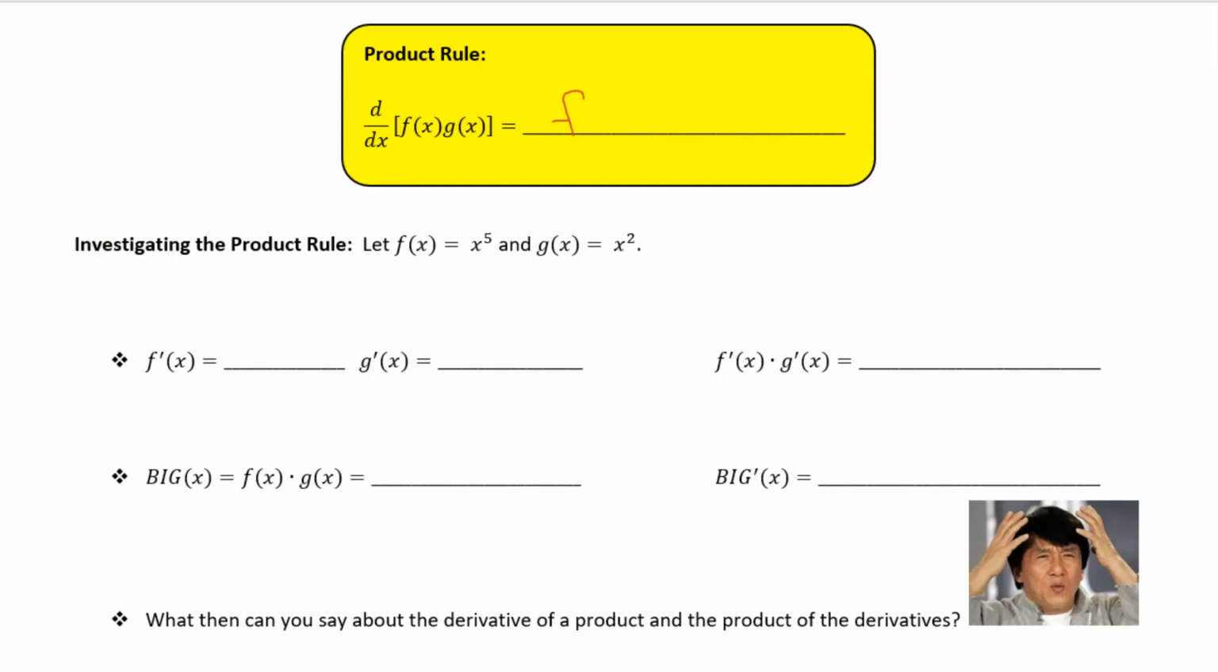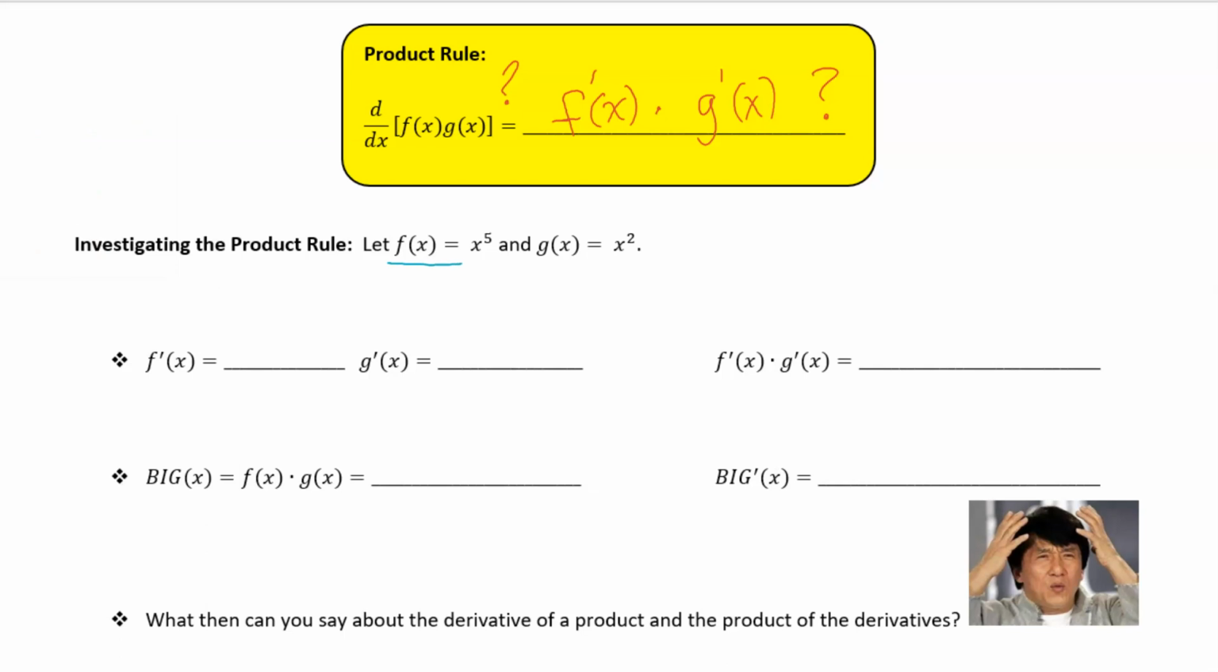Is it, and I'm going to put a question mark here, is it just taking the derivative of the two functions and multiplying them together? That's the question that we want to know, right? To investigate what's happening here, we will take a look at this example.